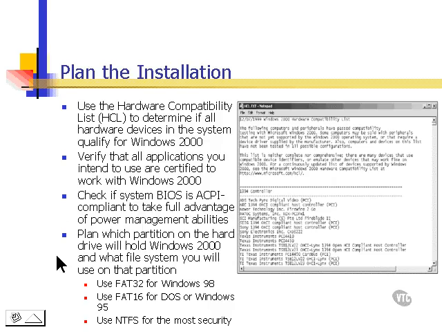We should also plan which partition on the hard drive will hold Windows 2000 and what file system we'll use on that partition. If we're going to dual boot with Windows 98, we should use FAT32 for that partition. If we're going to dual boot with DOS or Windows 95, we should use FAT16 for that partition. But we're going to use NTFS on most partitions for the most security. We can also install Windows 2000 through a network.